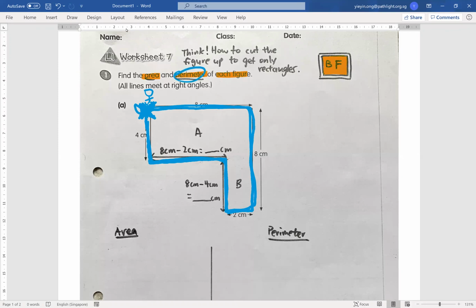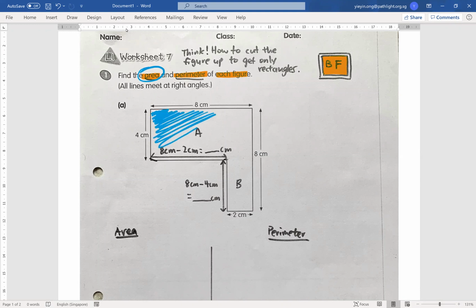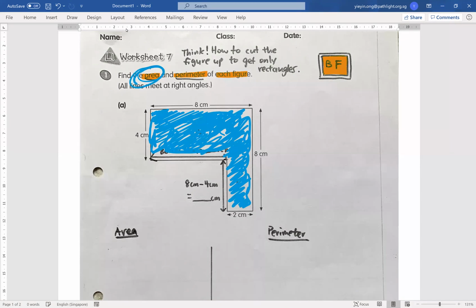Then what about area? Remember, area is the amount of space that is covered by the figure. So area is when you shade the amount of space that this composite figure takes up. So this whole giant rectangle and another rectangle. This whole figure takes up this amount of space and we call it the area.